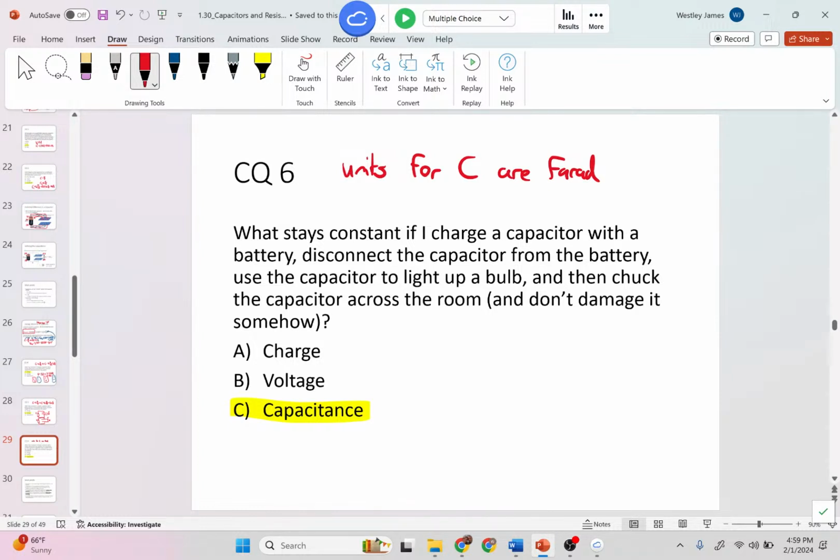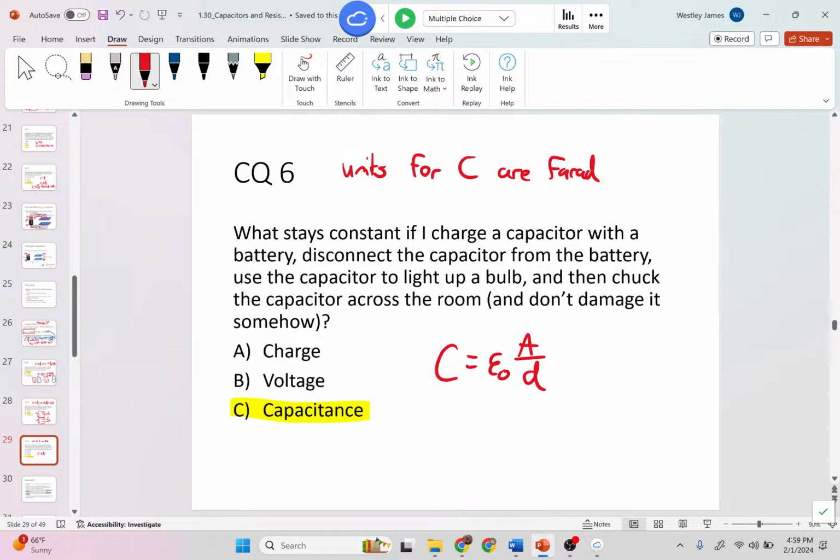As long as, so C equals epsilon naught A over D, as long as I don't change the area and the distance, it stays the same. That's what it's based on. So a bunch of things around here. These are good questions to go back and look at and think about. It may seem confusing right now. It may seem like, what's the point of this? The point of this is it's going to help you better understand voltage with regards to circuits.